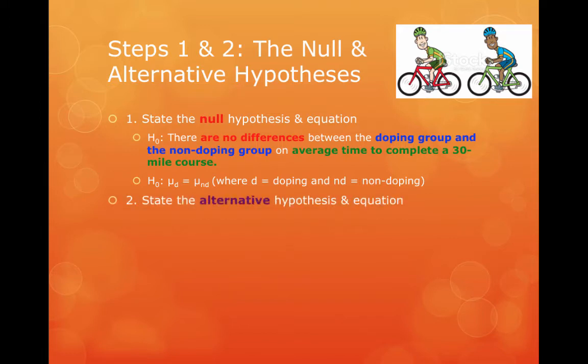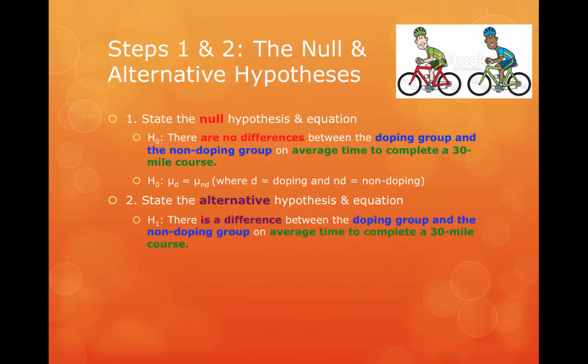Step 2, the alternative hypothesis and equation. Well, we can do 2 different ways. So let's start off with a non-directional research hypothesis and equation. So H1, there is a difference between the doping group and the non-doping group on average time to complete a 30-mile course. We can write out the equation such that H1 is X bar of the doping group does not equal the X bar of the non-doping group.